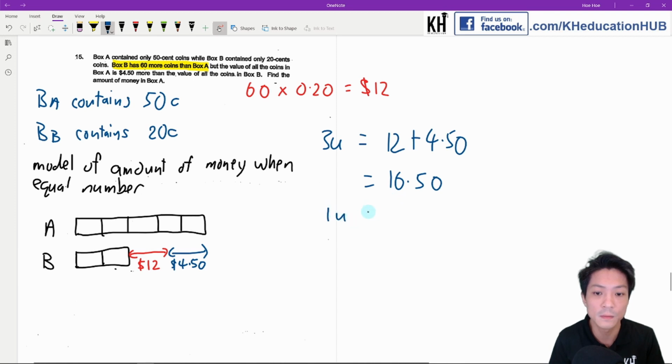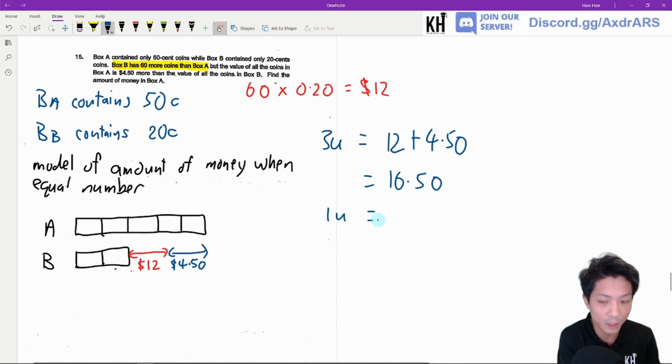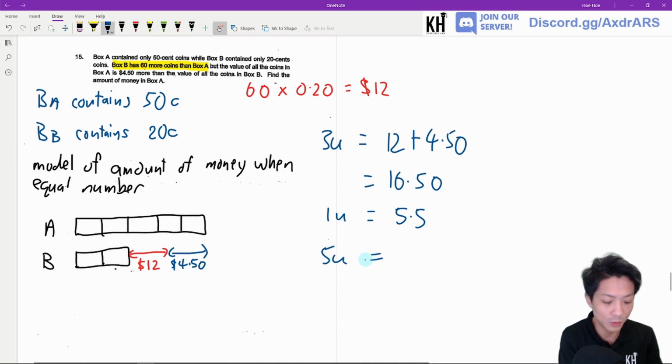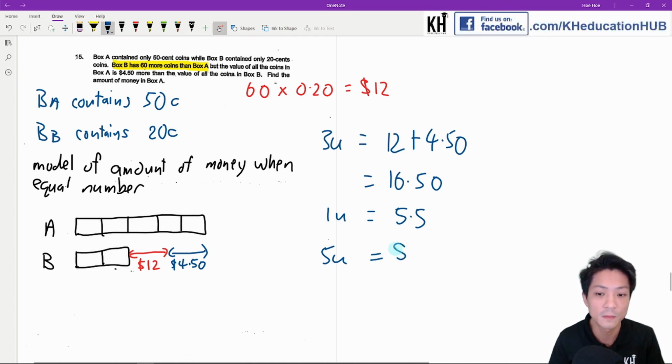$16.50. I can find what is 1 unit. And they want us to find the amount of money in box A. Okay, 5 units will be $27.50.